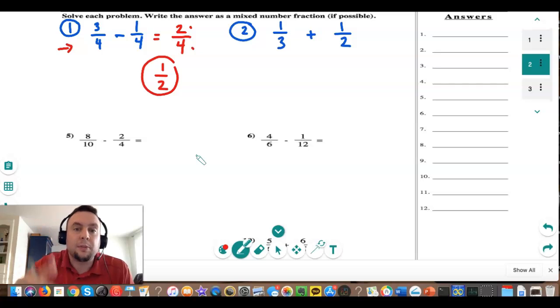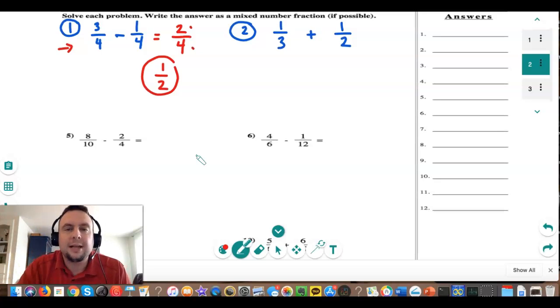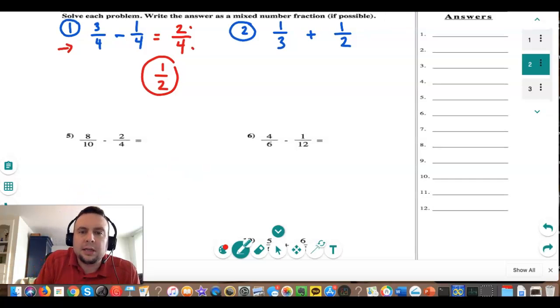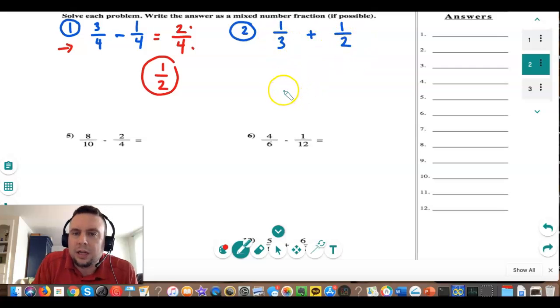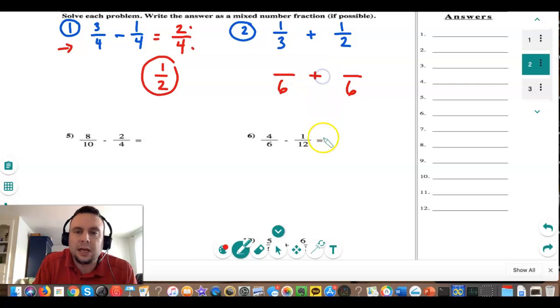So 12 is divisible by 3 and 12 is divisible by 2. We could use 12, but it's not the least common denominator. So the least one would be 6, and we get that by multiplying 3 times 2, which doesn't always work out to be the least, but you could use it to do this. So we want both denominators to be sixths. Okay, we'll bring the plus down the middle.